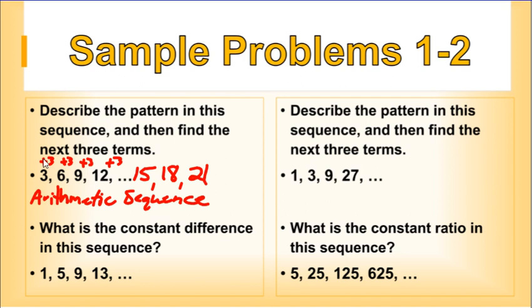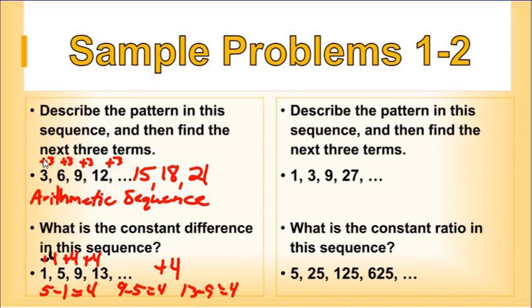Second one, what is the constant difference in this sequence? So here, I'm adding 4, adding 4, adding 4. So the constant difference is you're adding 4. Now, one other way you could find out is you take the second term and subtract the first term from it, and you get 4. And you just keep doing that down the line. So 9 minus 5 gives you 4. 13 minus 9 gives you 4. That's another way of thinking about it as well.